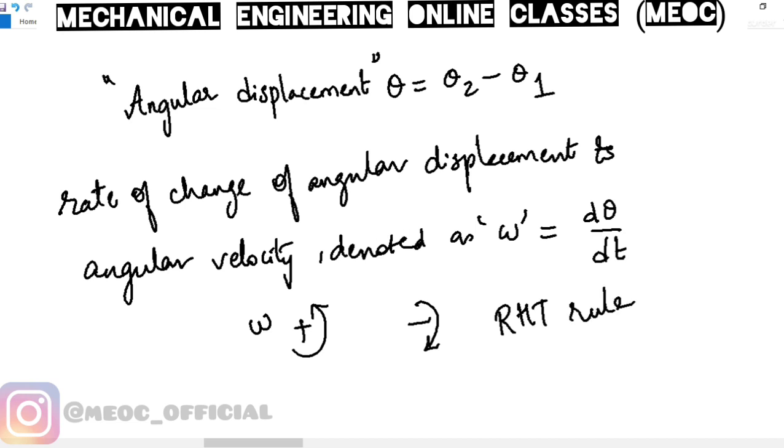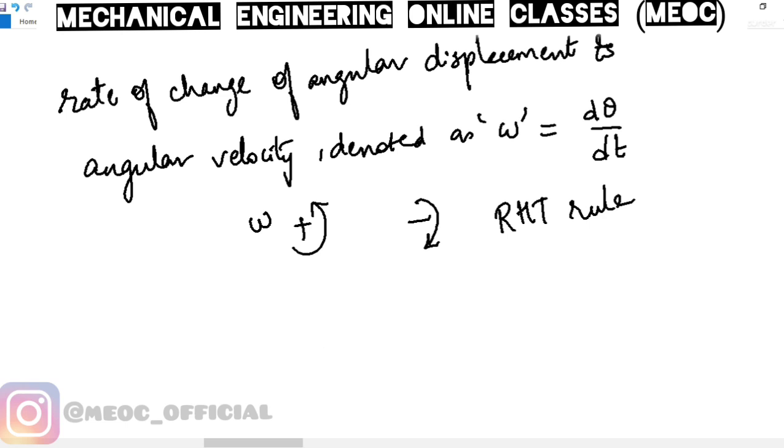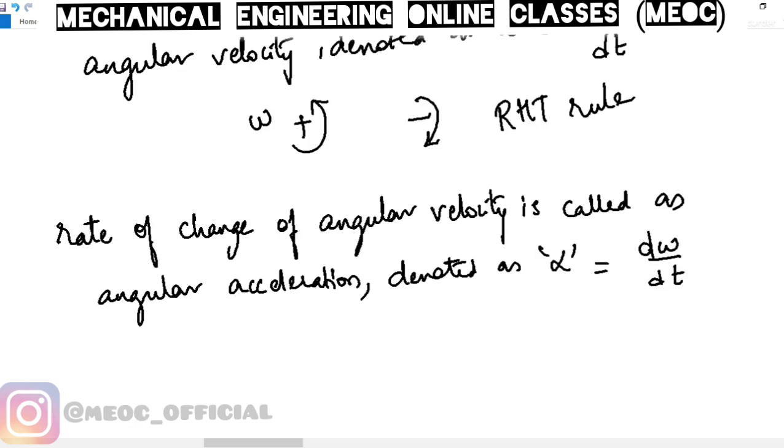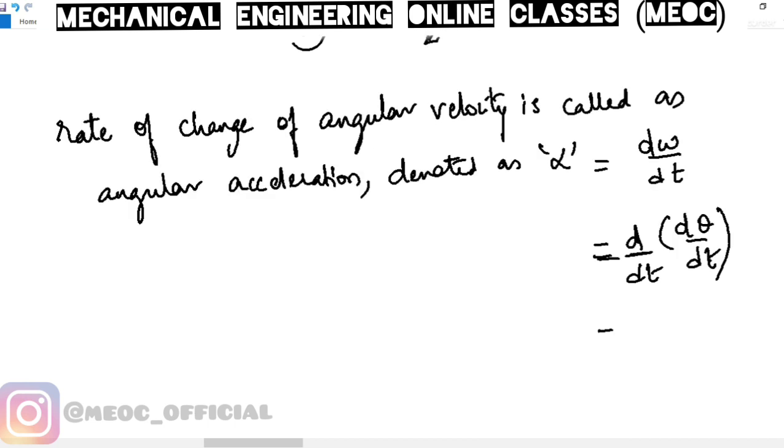In the same way, the rate of change of angular velocity is called angular acceleration and is denoted as alpha. So mathematically alpha can be written as d omega by dt, and because omega is d theta by dt, we can write it as d square theta by dt square.